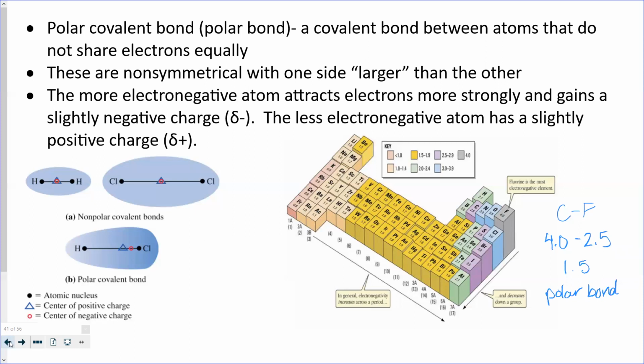So I'm trying to find a good example. If we had chlorine to bromine, I'm going to do this one at the bottom. Chlorine is 3.0, bromine is 2.8. So that is a 0.2 difference. So that would be a nonpolar covalent bond. So you're simply doing a subtraction of those electronegativity values and seeing which range it falls in. But like I said, make sure to double check. If it is two nonmetals, it's either polar or nonpolar. If it is a metal and a nonmetal, it is ionic, even if it does not match up with the range.